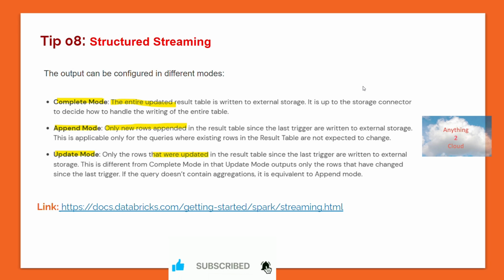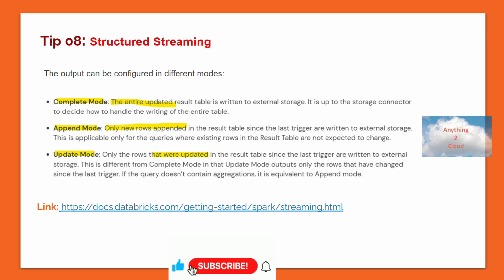The next step is on structured streaming. The outputs can be configured in three different modes. The first one is complete mode, the second one is append mode, and the third one is update mode. In complete mode, the entire updated result table is written to external storage. It is up to the storage connector to decide how to handle the writing of the entire table. In append mode, only new records appended in the result table since the last trigger are written to the external storage. This is applicable for queries where the existing rows in the result table are not expected to change.